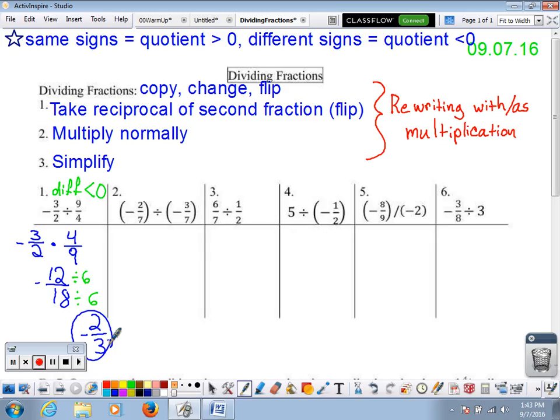jump ahead and look at number 5. And number 5 is going to get a little crazy. First off, before anything else, before I look at the numbers, I need to see the signs. I need to think positives, negatives. Do they have the same sign or do they have different signs? Same sign. What does that mean about their product? Or excuse me, their quotient? Is it going to be positive or negative?